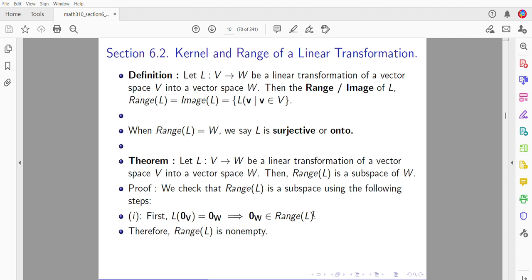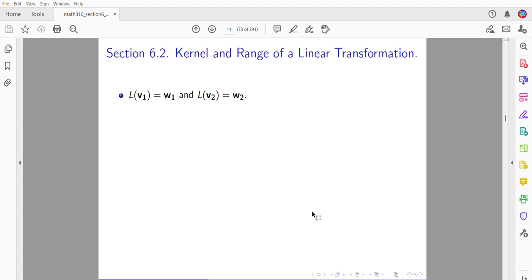Second, suppose you have two vectors W1 and W2 in the range of L. What does it mean to be in the range of L? There exist vectors V1, V2 such that L(V1) is W1, L(V2) is W2. That's what it means to be in the range. In the range means you are an image of somebody.